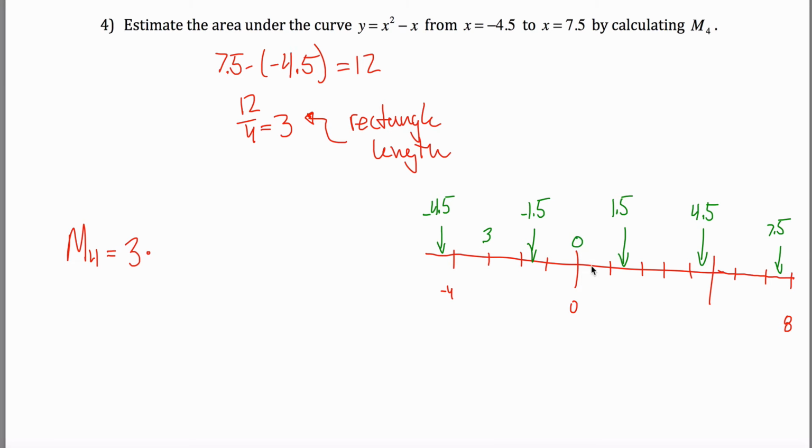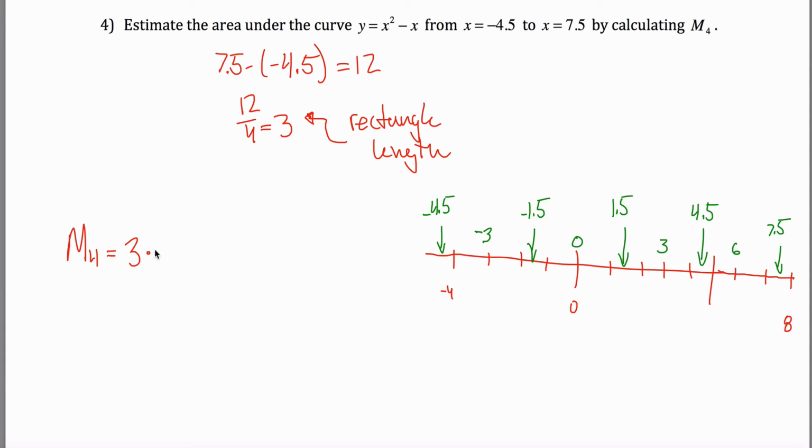And this midpoint right here would be 0. And this midpoint right here would be 3. And this midpoint right here, halfway between 4.5 and 7.5, would be 6. So these will be the x coordinates that I use to figure out the height of each of the rectangles. This is negative 3 here. So my first rectangle, it has length 3, they all do, but it has height of whatever the height of my curve is at negative 3.